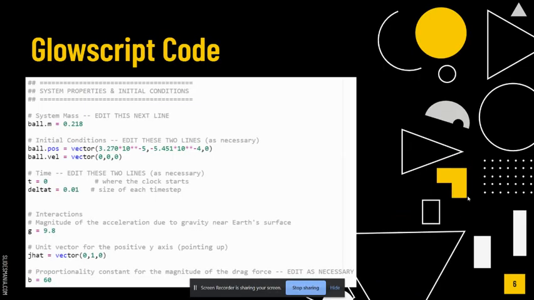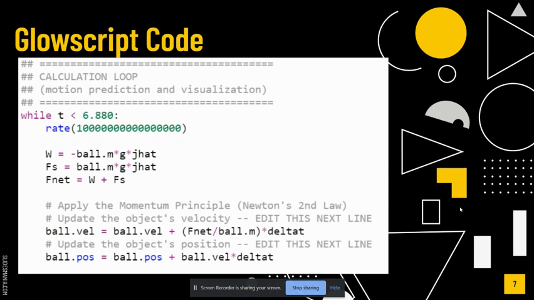Here's my code. For the beginning of my code, I specified the system properties and the initial conditions. For the mass, I used the average mass of the slinky which I found online. I found the initial position from my Tracker data, and the initial velocity is 0 because the slinky is released from rest. I input the g constant and j hat, and I also found the proportionality constant for the drag force and specified it here.